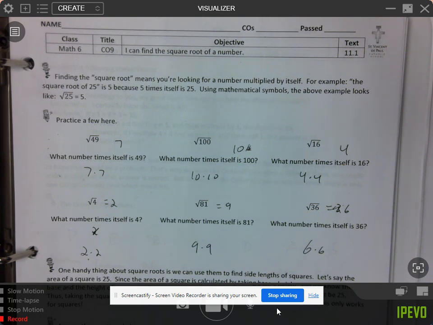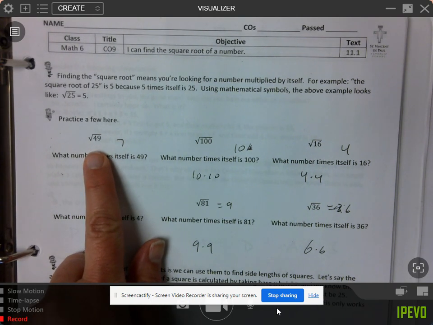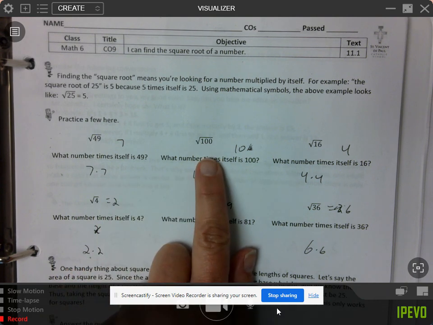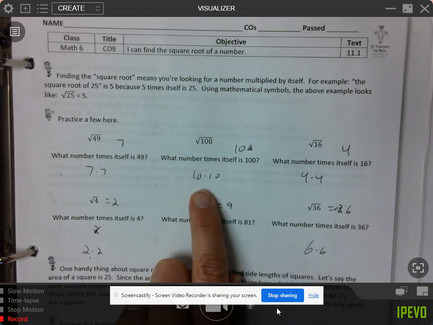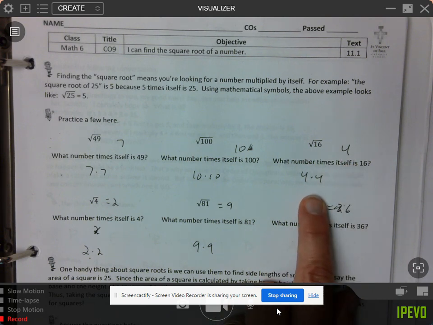I can find the square root of a number. So we did some of these yesterday together. Square root of 49 is 7, which is 7 times 7. Square root of 100 is 10, which is 10 times 10. Square root of 16 is 4, which is 4 times 4.